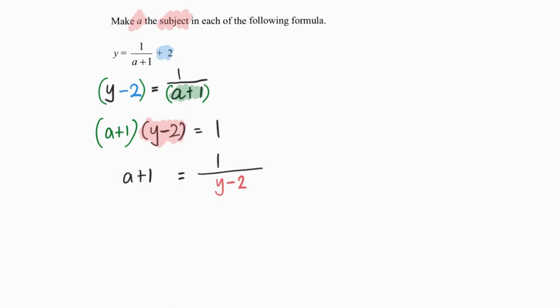And last but not least, I have this plus 1 here. So I minus 1 on both sides, so that eventually I will be left with only a here. The whole thing minus 1. And with that, I realized that a has become the subject of this formula.